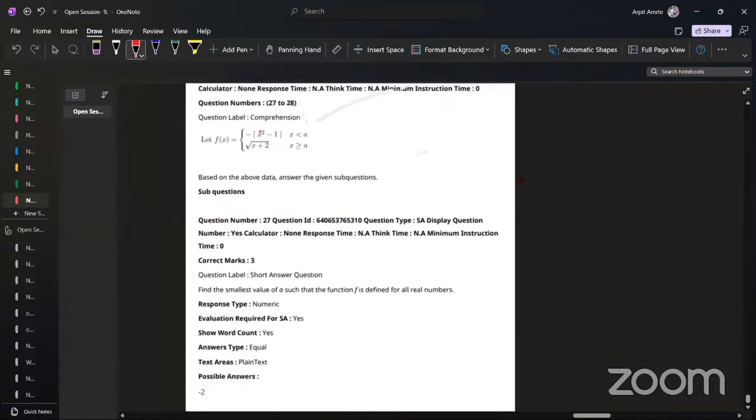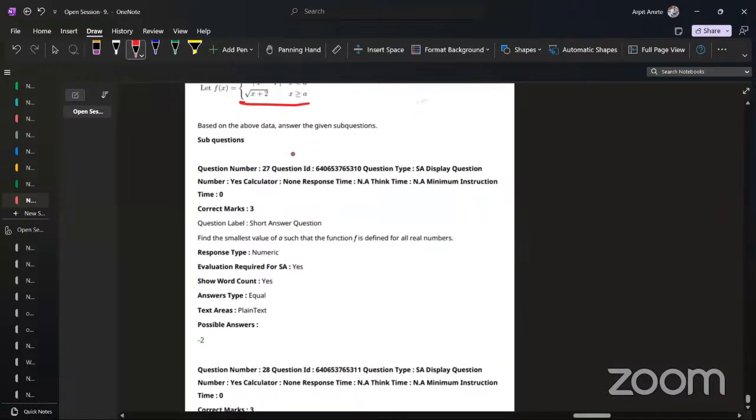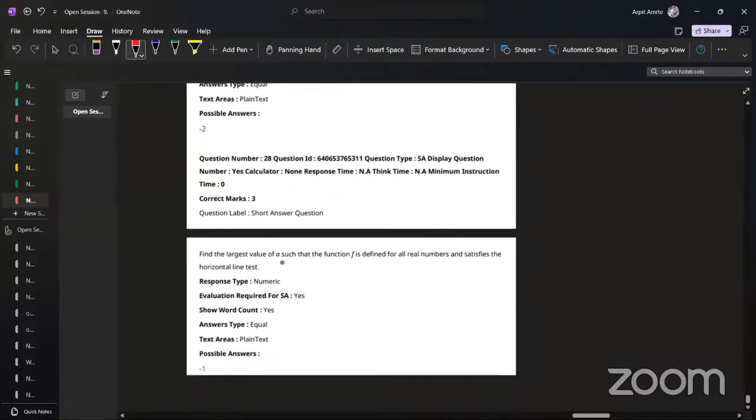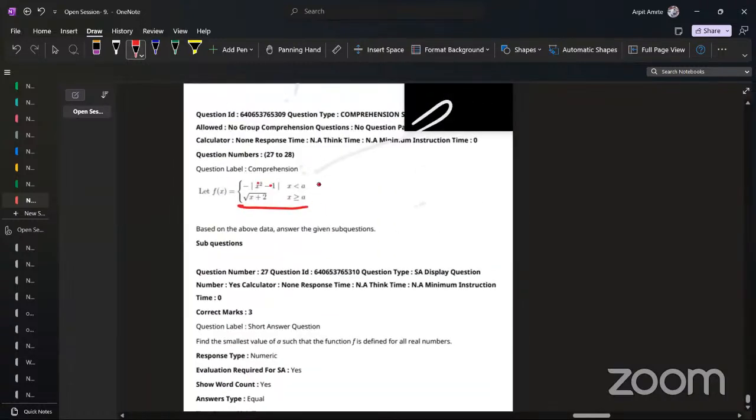Are you able to see this question now? Yes, sir. Okay. So this question is defined like this, and based on this information I have to give the answer for the last one. Find the largest value of a such that the function f is defined for all real numbers and it satisfies the horizontal line test. If a function satisfies the horizontal line test, it means the function is one-to-one. So I need to find the largest value of a for which this function is one-to-one.